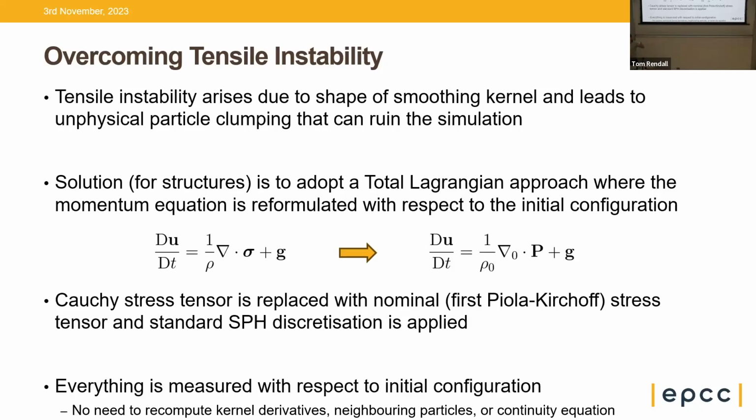A added bonus is that because everything's measured with respect to the initial configuration, we don't need to recompute the neighbors because it's just the initial set of neighbors that we had. We don't need to recompute kernel derivatives because it's just the initial kernel derivatives that we had. We don't need to compute the continuity equation because we're just working with the initial density. And so actually it's more efficient as well. There's less work to do.